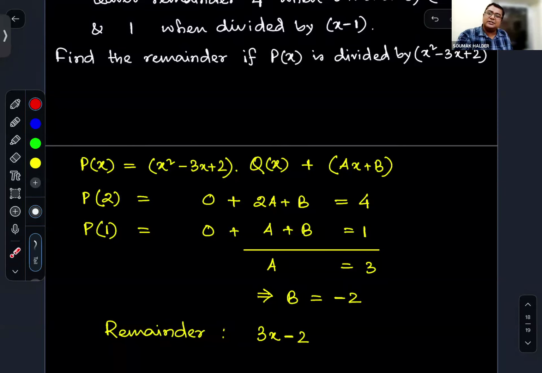আরো কয়েকটা ভেরিয়েশন আছে, সেগুলো আমরা পরে শিখবো। আচ্ছা। Okay, thank you everyone.